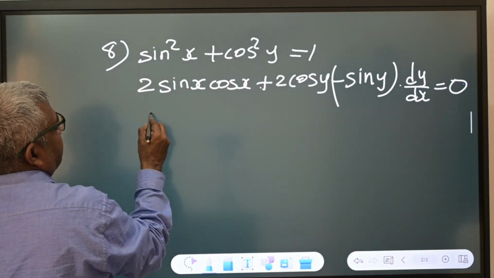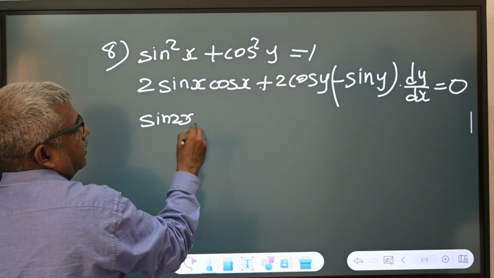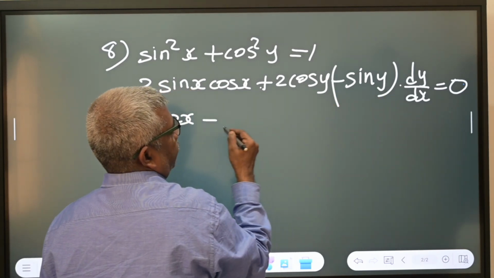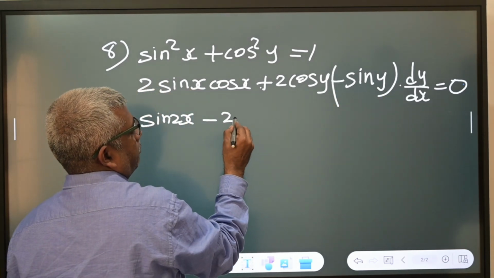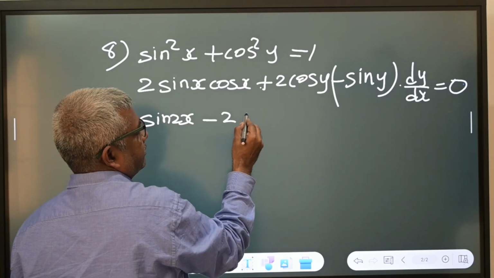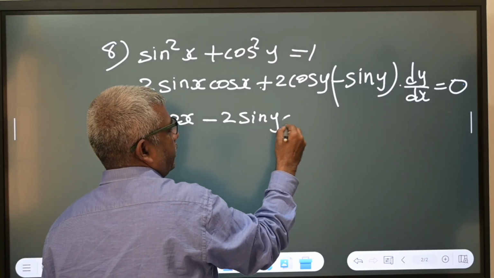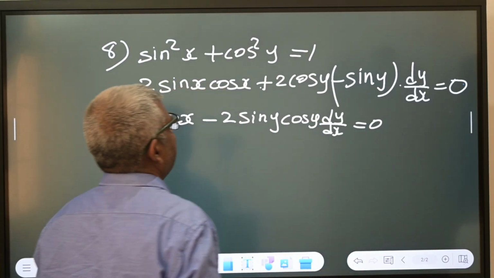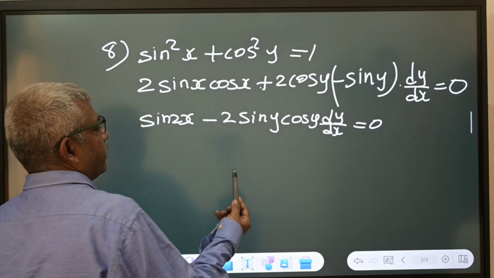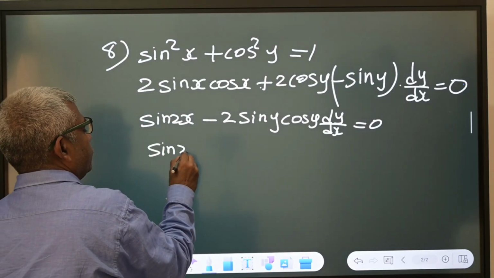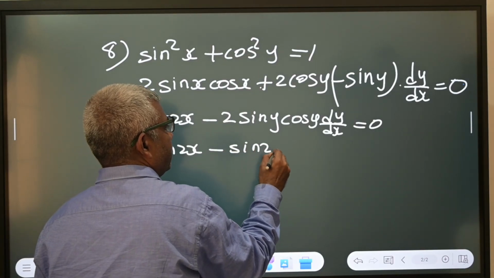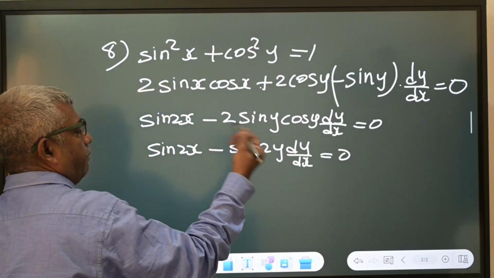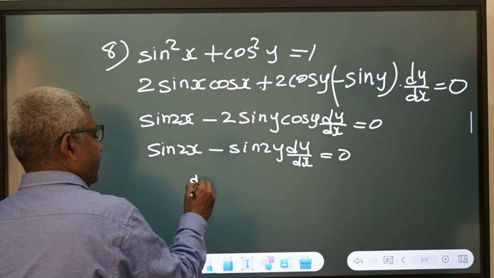2 sin x cos x is sin 2x minus 2 cos y sin y. It will be minus 2 sin y cos y dy by dx is equal to 0. 2 sin y cos y is sin 2y. Sin 2x minus sin 2y dy by dx equal to 0. Bring it dy by dx.